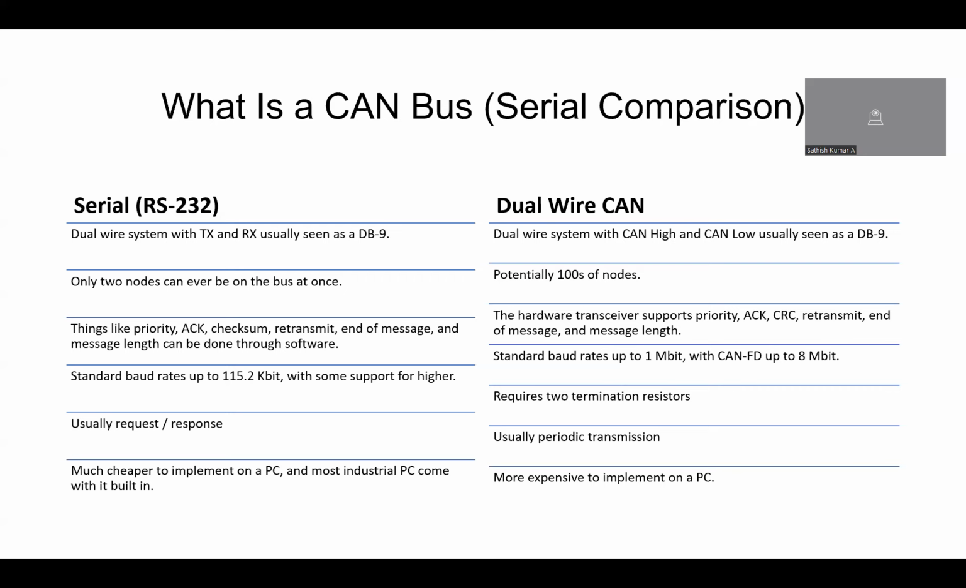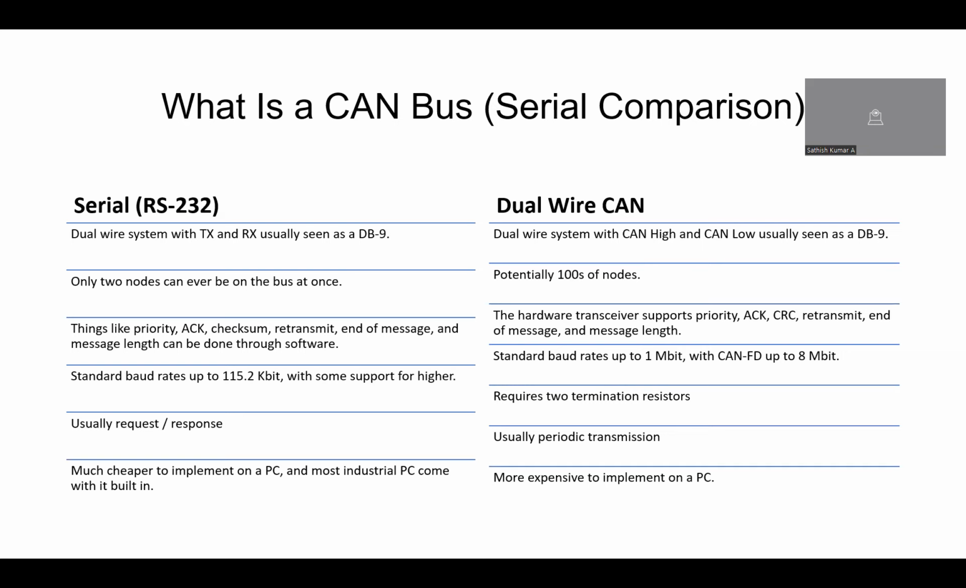In serial communication, the communication happens between two nodes, node A and node B. When a request is sent from node A to B, B will respond, and it will be vice versa. For CAN, it is possible with more than 100 nodes that we can connect within the network. So basically CAN is a kind of network communication, and communication is possible between multiple nodes.